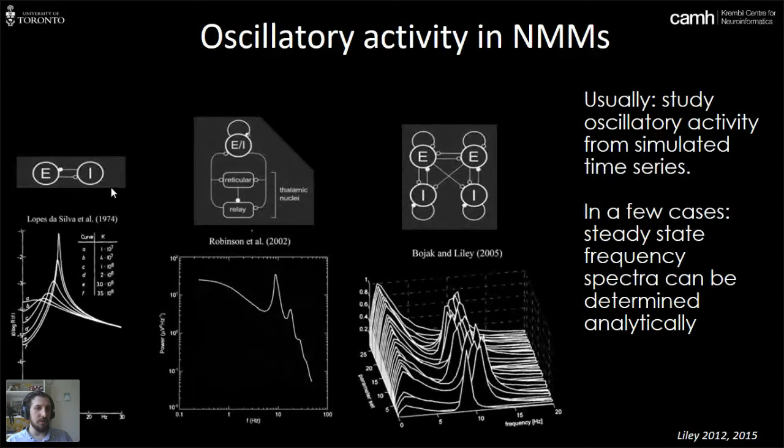An analytic power spectrum is basically a direct mapping from the parameters of the model, which would be, for example, the excitatory inhibitory gains, or the weights, if you like, of the synaptic inputs from one population to another population. We get a direct mapping from the values of those parameters to the power spectrum itself. And this is very useful and very powerful. It's useful and powerful for theoretical reasons.